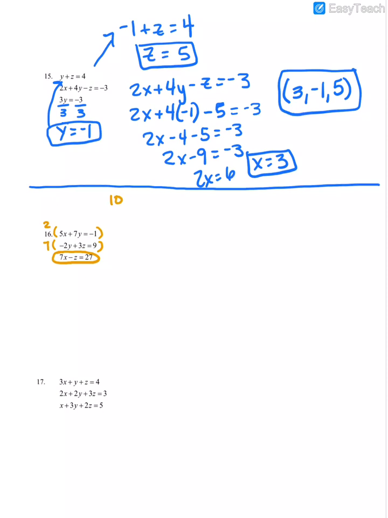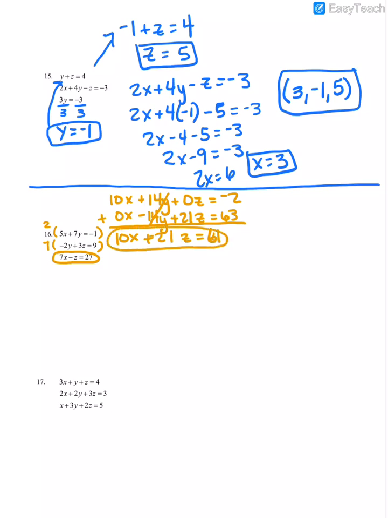So I get 10x plus 14y plus 0z is equal to negative 2. And 0x minus 14y plus 21z is equal to 63. When I add them together, I get 10x, y's are going to cancel, plus 21z is equal to 61. I'm going to circle it so I can find it. And now I need to work with these two guys. So let's go ahead and multiply that bottom equation by 21.